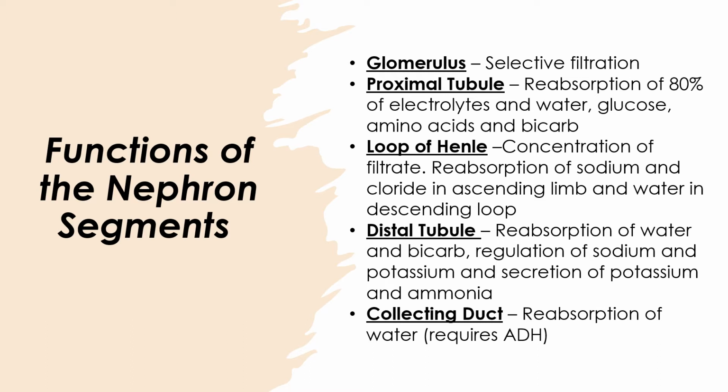The loop of Henle's job is concentration of filtrate, reabsorption of sodium and chloride in the ascending limb and water in the descending loop. Then the distal tubule's job is reabsorption of water and bicarb, as well as regulation of sodium and potassium and secretion of potassium and ammonia. And then the collecting duct is for reabsorption of water, and that requires ADH, antidiuretic hormone.